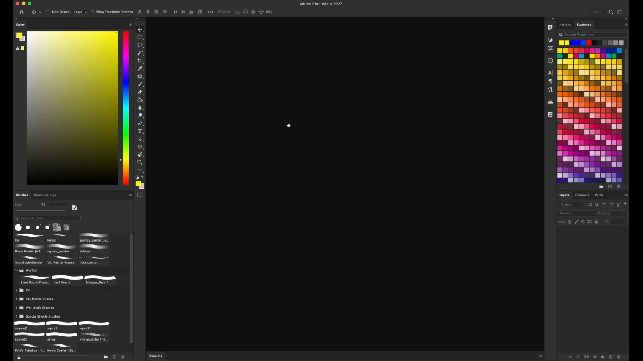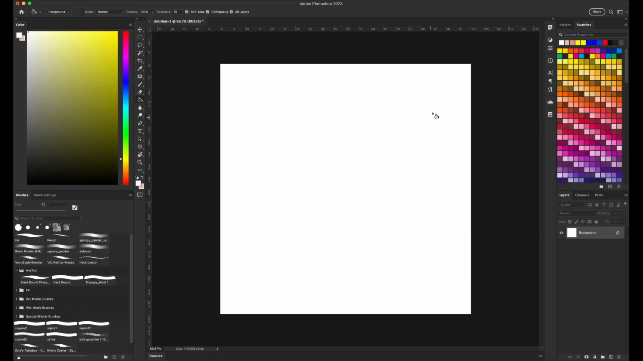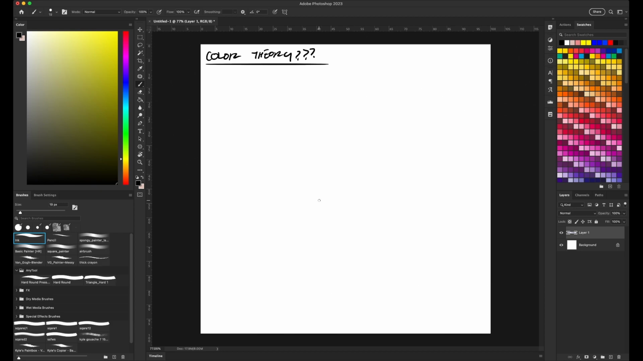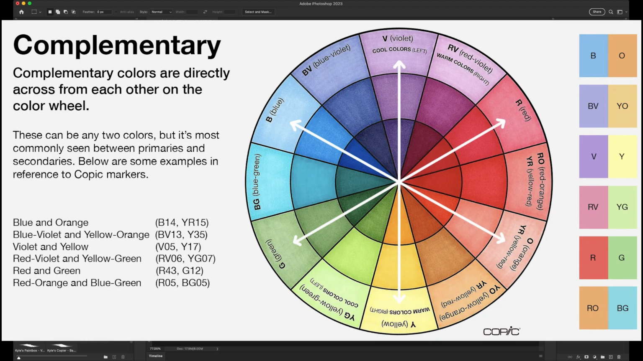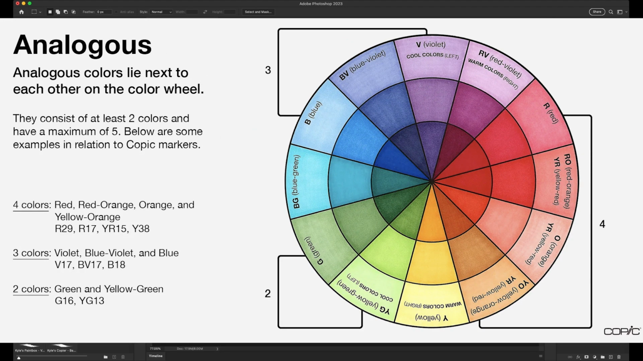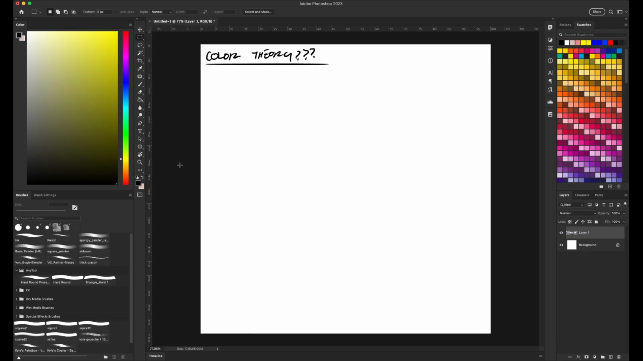Let's go over color theory today. What the fuck is color theory? Color theory, a lot of people think it's like what colors look good together. That's what a lot of people refer to color theory as. It isn't. I don't know why people say that it is. That is design theory. Complementary colors, analogous colors. This is design theory. This is not color theory.